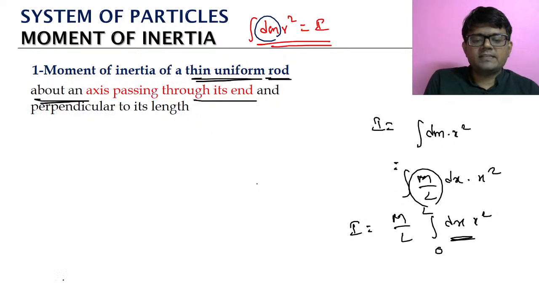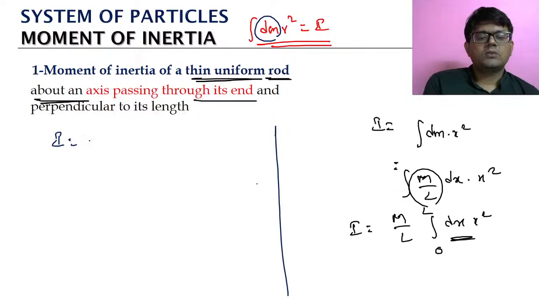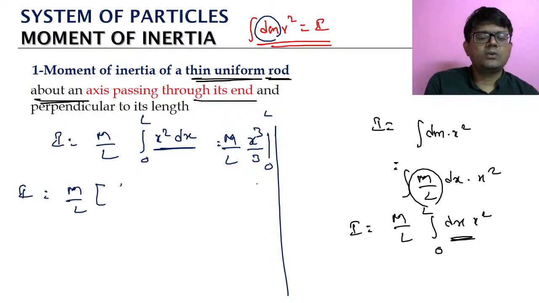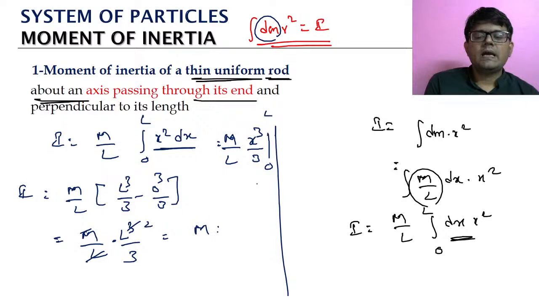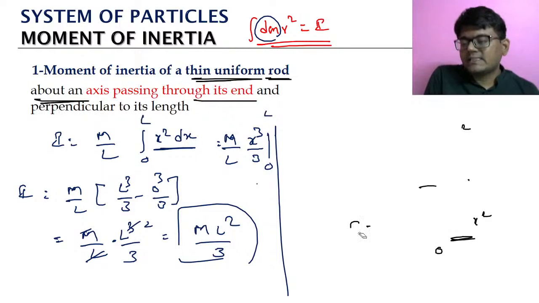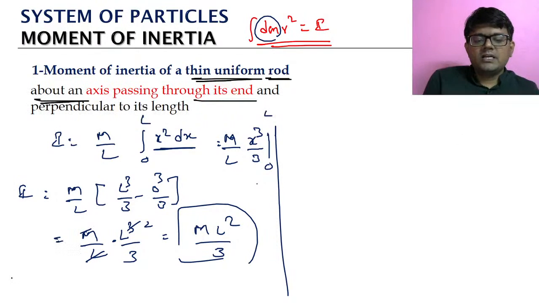So the final steps: I is equal to M by L integral 0 to L x square dx. Integral x square dx is x cube by 3, with limits 0 to L. So it is M by L into L cube by 3 minus 0 cube by 3, which gives M by L into L cube by 3. One L cancels, giving ML square by 3. This is a standard result for a thin uniform rod: the moment of inertia of the rod about an axis passing through the end of the rod and perpendicular to the length of the rod.